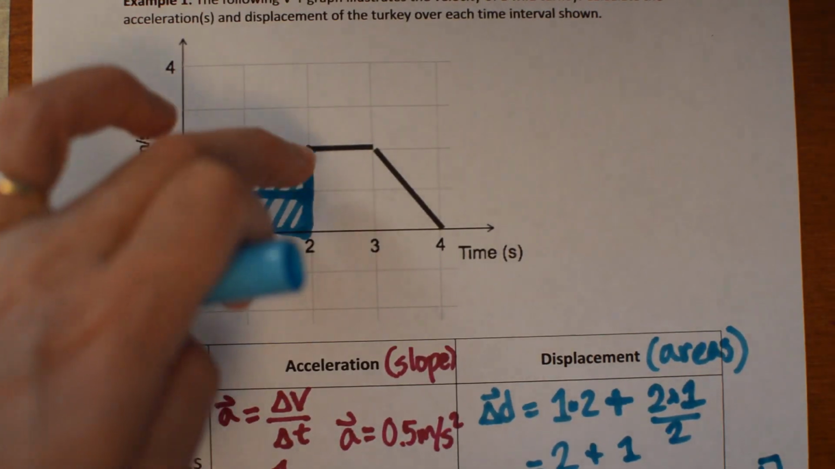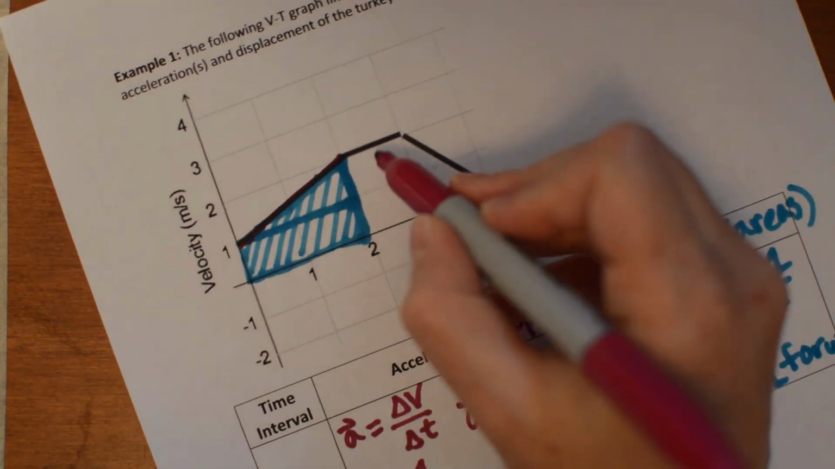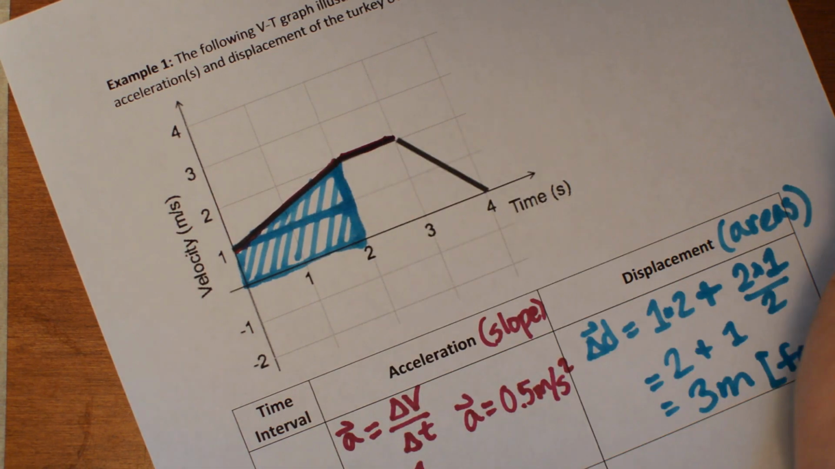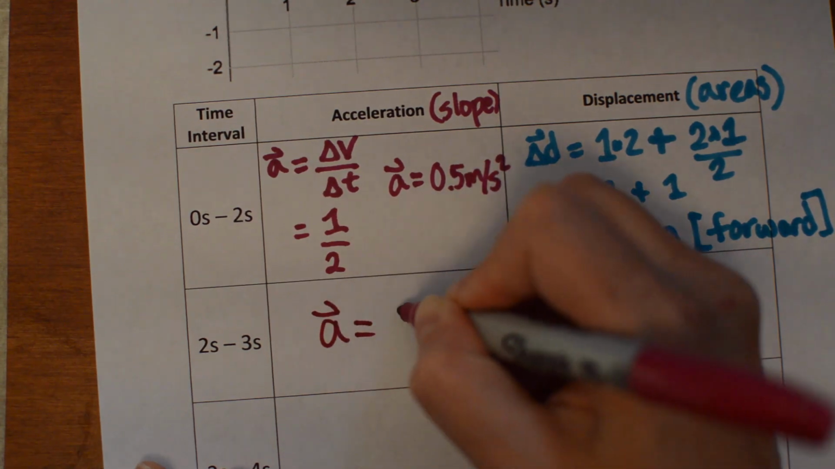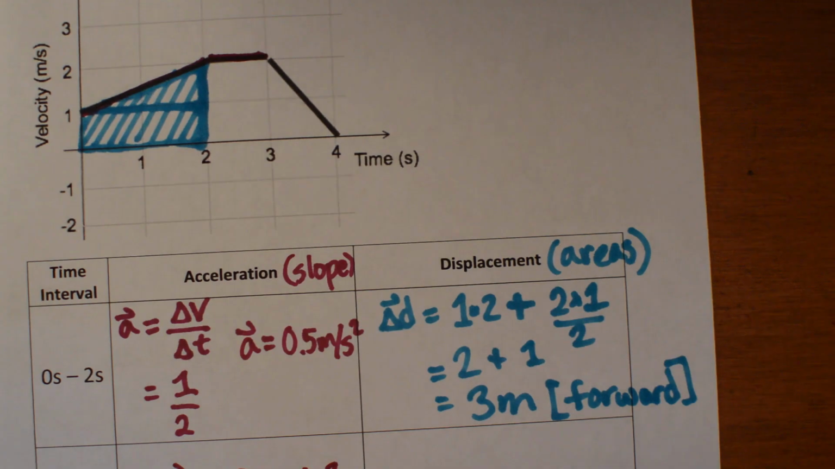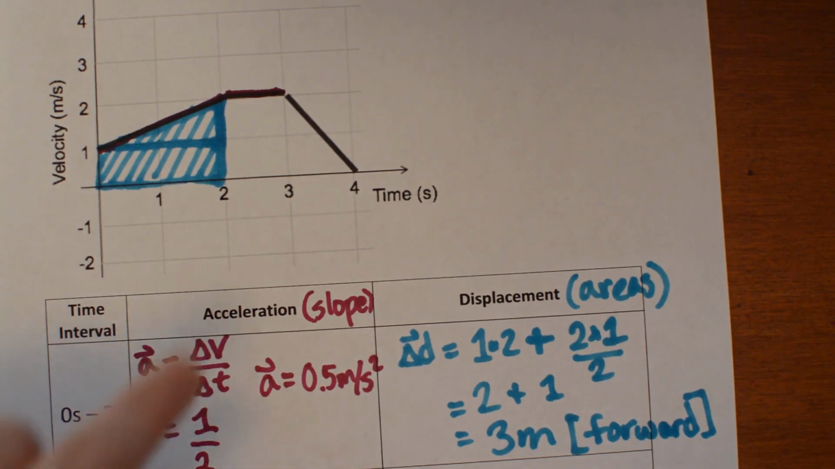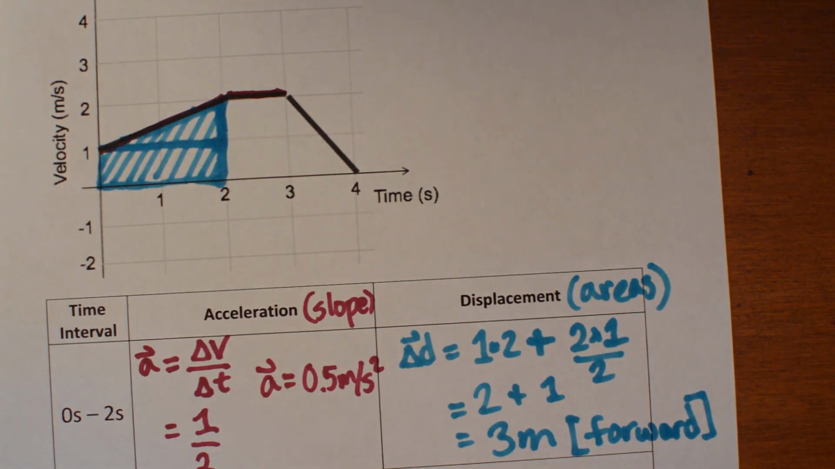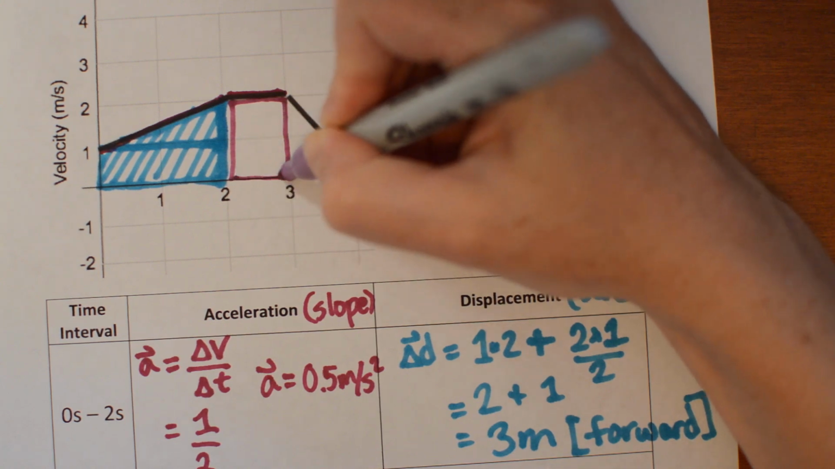Great. From 2 to 3 seconds, my acceleration is going to be the slope. The slope of this line is 0, right? This isn't moving up or down. So acceleration is just 0 meters per second squared. But I'm actually still going somewhere, so I still cover ground. That's because I'm moving at a constant velocity. I'm not stopped for this section. I'm moving forward at 2 meters per second over that section. So my area is going to be the area under the line here, this area right here.